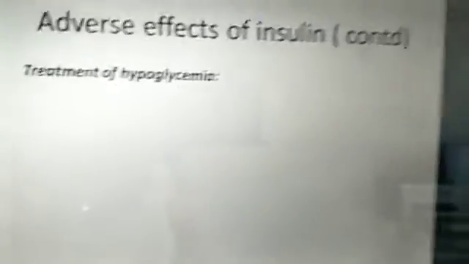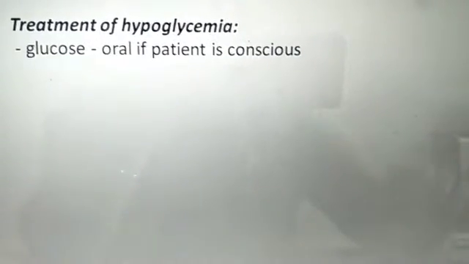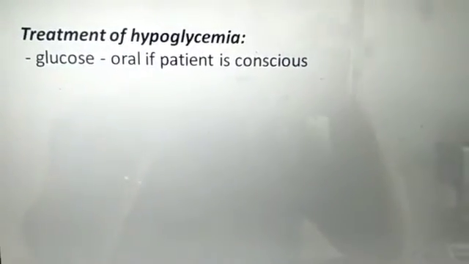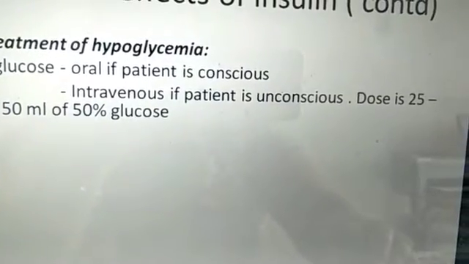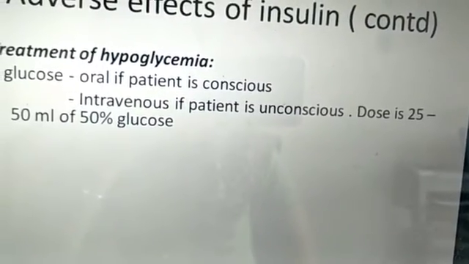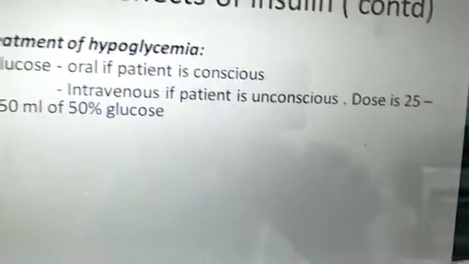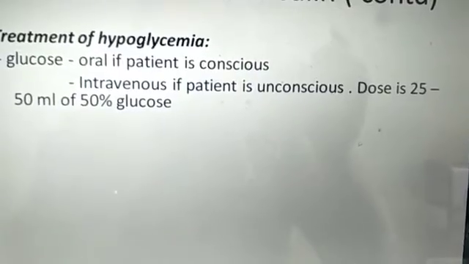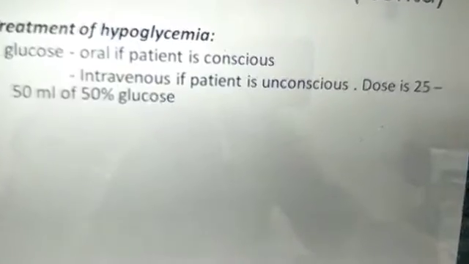How will you treat the hypoglycemia? Simple. There is lack of glucose, deficiency of glucose, so replace it, glucose. If patient is conscious, just give him oral glucose. If patient is not conscious, give him intravenously 25 to 50 ml of 50% glucose. See here, concentrated 50% glucose. Normally what we are using is 5%, 10%.